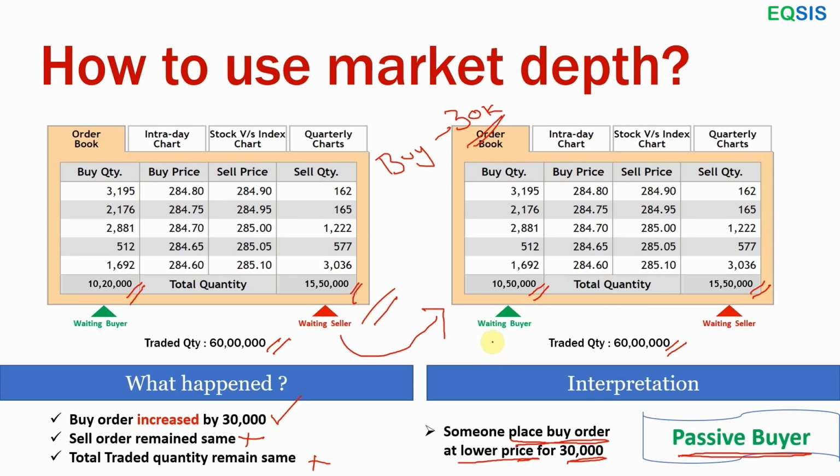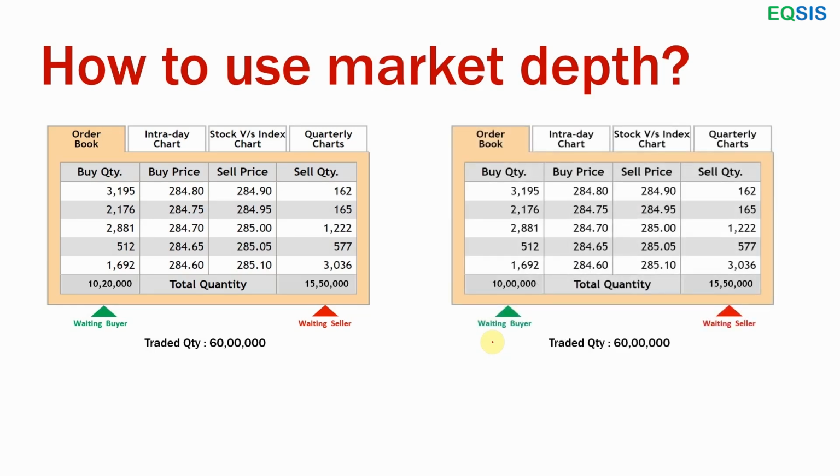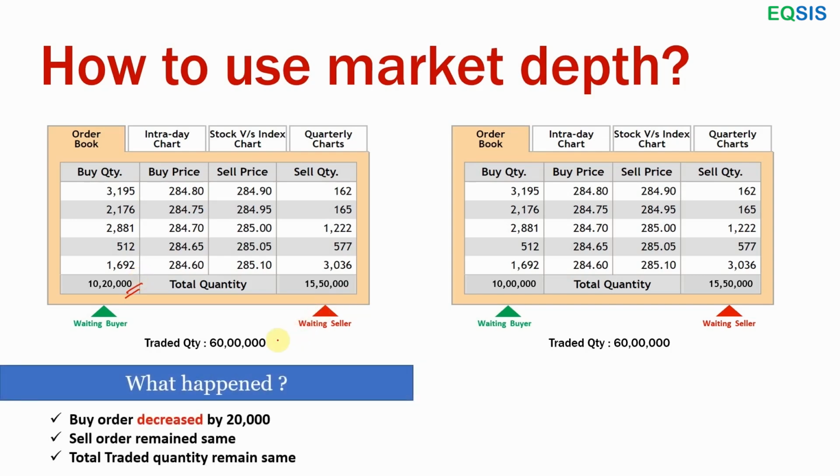To explain it, I've given the next example. Look at this. In this scenario, what really happened? The total buyers were around 10,20,000, but here the total buying side is only 10 lakh. I mean, 20,000 buyers got disappeared. And meanwhile, look at the seller, it remains the same.